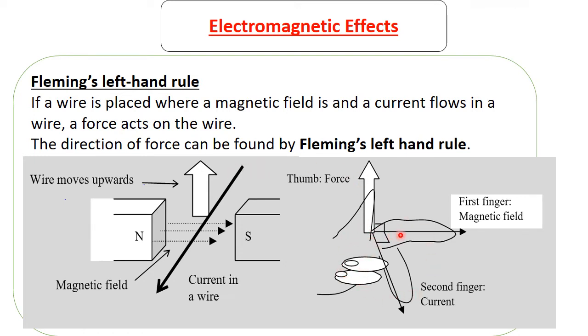So the first thing that you should arrange is the first finger. It should point to where the magnetic field is pointing. This magnetic field is pointing from left to right. So this should be pointing to the right because that's where the magnetic field is going. Then after this, you have to arrange the second finger such that it is at 90 degrees. So in this case, this is pointing to the right. Then this finger should be pointing at you.